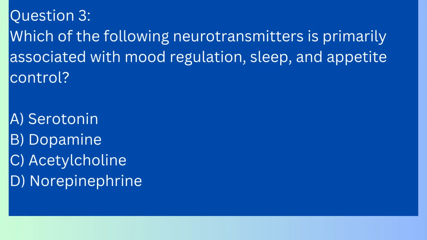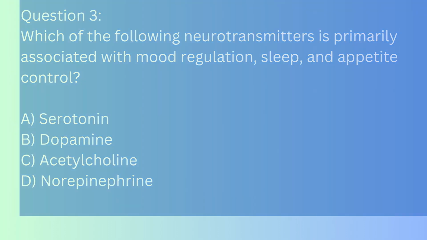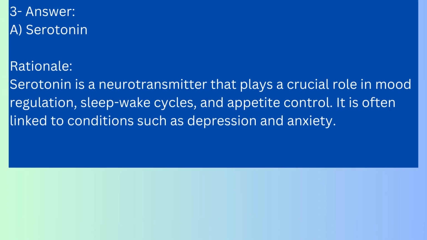Question 3. Which of the following neurotransmitters is primarily associated with mood regulation, sleep, and appetite control? A. Serotonin. B. Dopamine. C. Acetylcholine. D. Norepinephrine. Answer. A. Serotonin. Rationale. Serotonin is a neurotransmitter that plays a crucial role in mood regulation, sleep-wake cycles, and appetite control. It is often linked to conditions such as depression and anxiety.